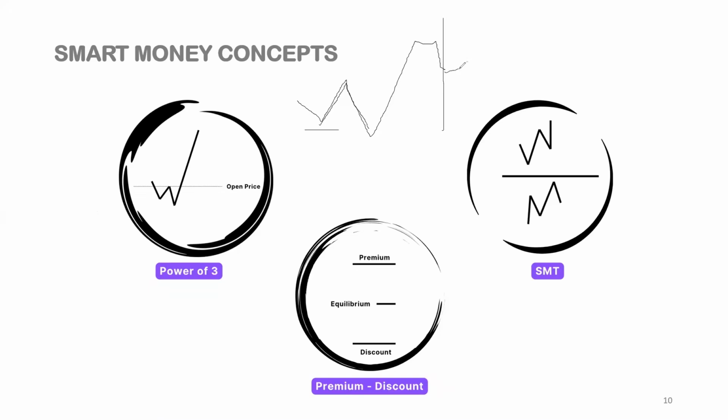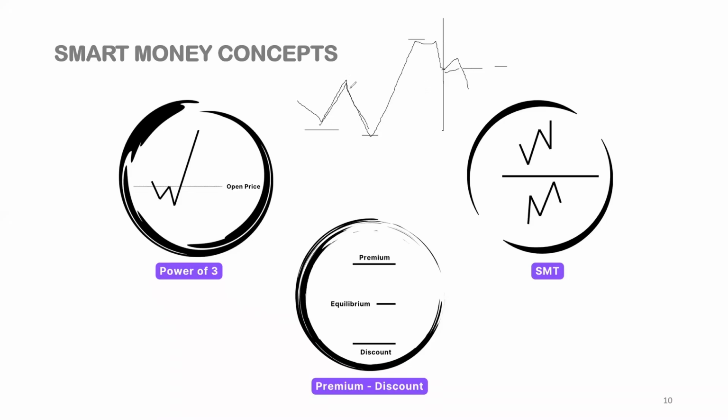So you draw this line, and then you see price move below the market open. So if you take this swing high, the swing low, this point here will be discount. So you're looking to buy here. So the premium discount increases the probability of your trade.